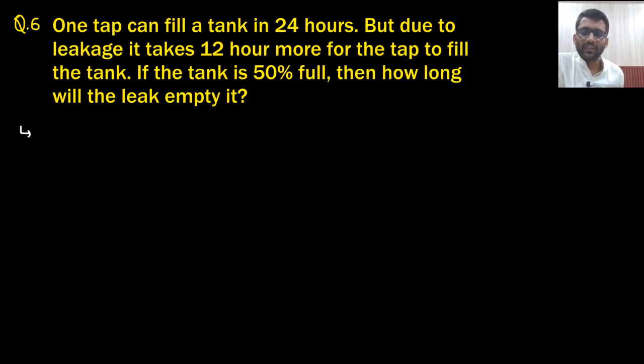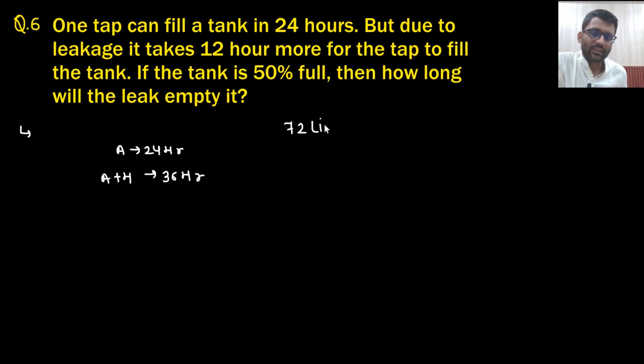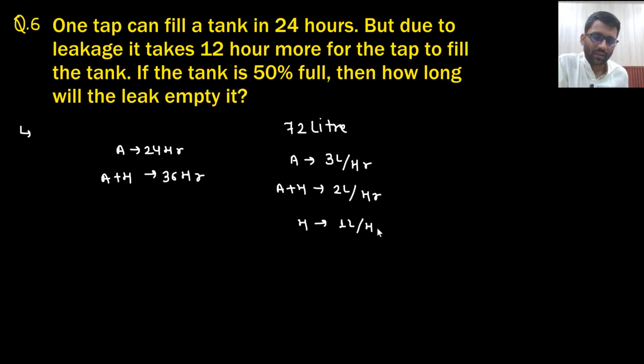Basically, if A alone was working, it would take 24 hours. But due to the hole, it takes 12 more hours to fill the tank. So A plus hole working together take 36 hours. So better I should assume the tank to be 72 liter, right? So that A will provide you 3 liter per hour and A plus hole is giving you 2 liter per hour. That means the hole is taking back 1 liter per hour.